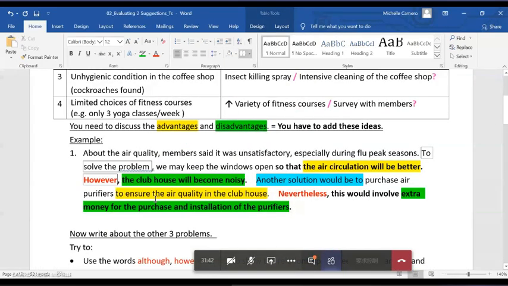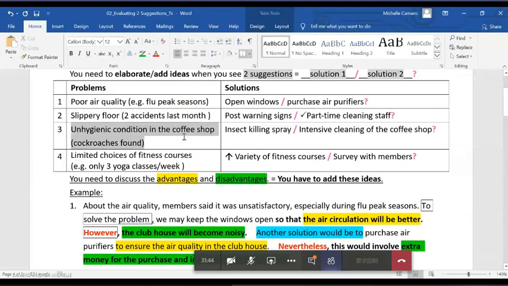Next, we have unhygienic condition in the coffee shop. More information about that is that cockroaches have been found. We can either use some insect killing spray. Notice I use the word use, insect killing spray, or we can have intensive cleaning of the coffee shop.